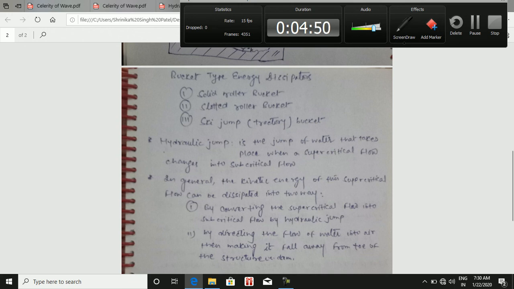The second one is by directing the flow of water into air, then making it fall away from the toe of the structure, that is the dam. It means we direct the flow of water into air, so the water does not touch the wall or the structure. It falls away from the structure, and so we can dissipate the energy.